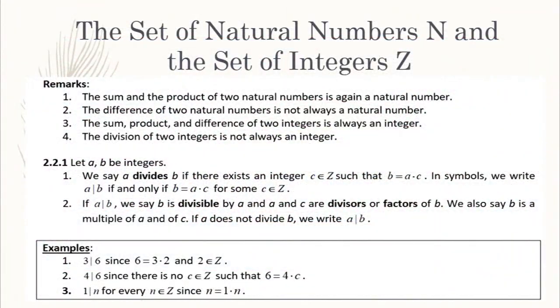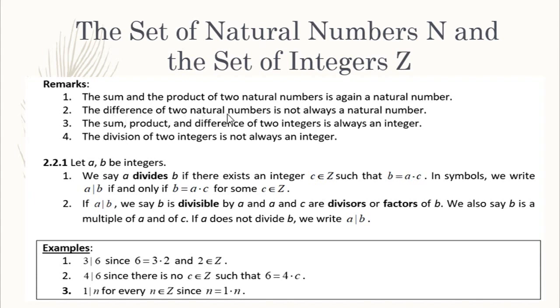We have here the set of natural numbers N and the set of integers Z. Let us read the following remarks. The sum and the product of two natural numbers is again a natural number. When we say sum, mao ni siya ang resulta when we add. Kung mayroon tag product, this is the result when we multiply. So, kung mag-add o mag-multiply ta og two natural numbers, ang result is a natural number pod.